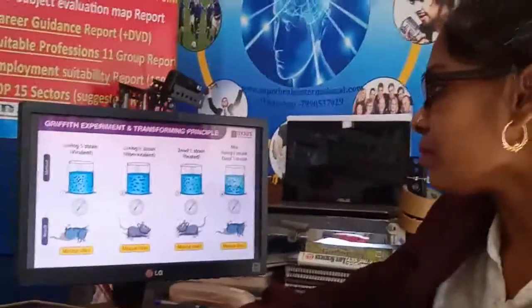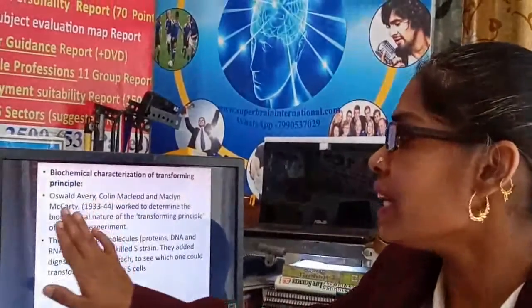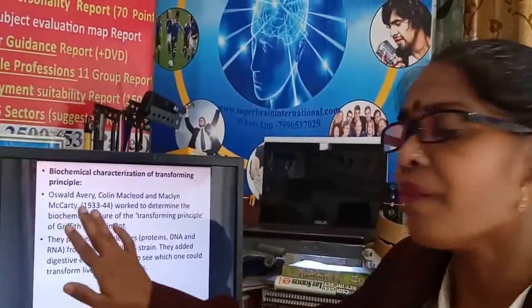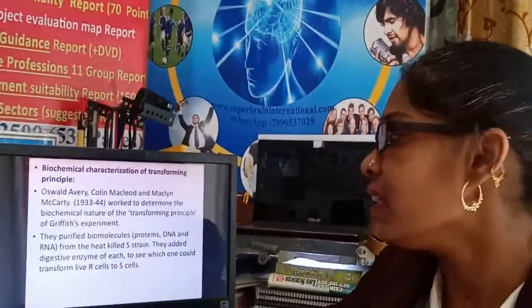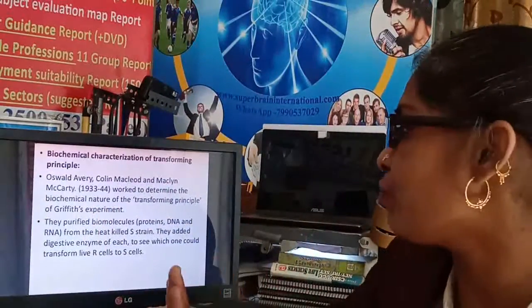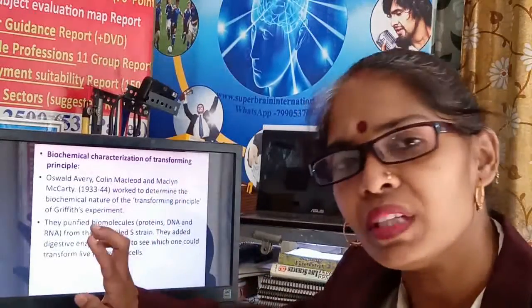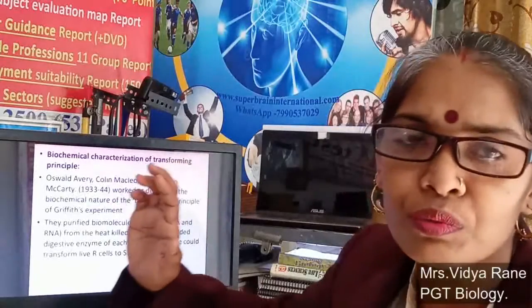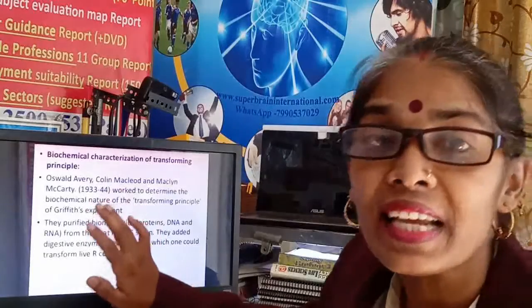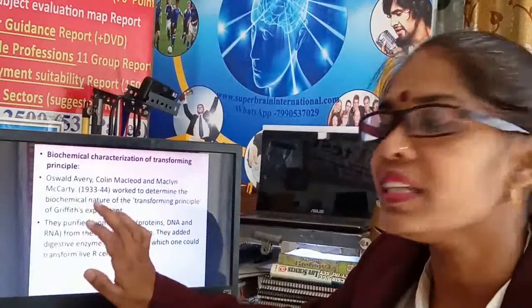After this, after his experiment, three scientists, Oswald Avery, Colin MacLeod and Maclyn McCarty, in 1933-44 worked to determine the biochemical nature of the transforming principle of Griffith's experiment. Griffith's experiment said that there is something which transforms the R strain into the S strain, and what is its biochemical nature, what is that actually material, it was identified by these three scientists together.